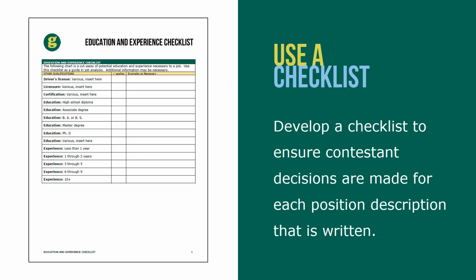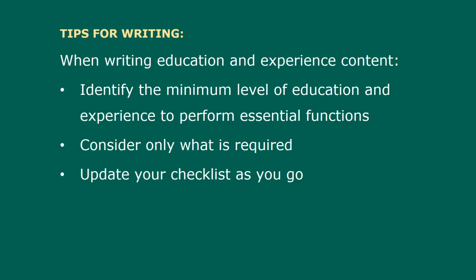Organizations should develop a checklist of education and experience content to ensure consistent decisions are made for each position description that's written. The example here provides some examples of education and experience organized in 3 distinct areas: education, certification, and licensure. This table might be helpful in designing your organization's checklist documents for your own process. And finally, some tips for writing education and experience content.